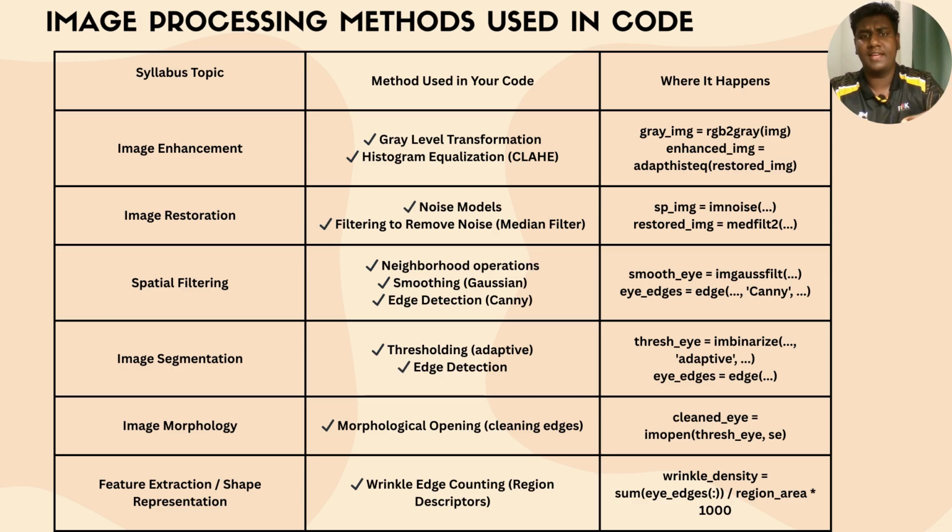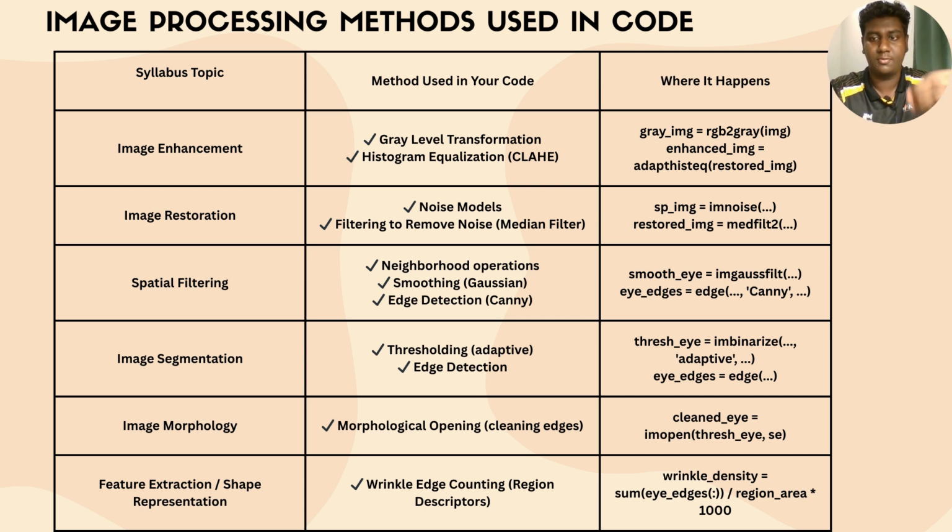Okay, now I will be explaining about the image processing methods used in our code. The first one is image enhancement. We use the methods gray level transformation and histogram equalization. This is the code used in our system. And the second one is image restoration. The methods we use are noise models and filtering to remove the noise, the median filter, and spatial filtering.